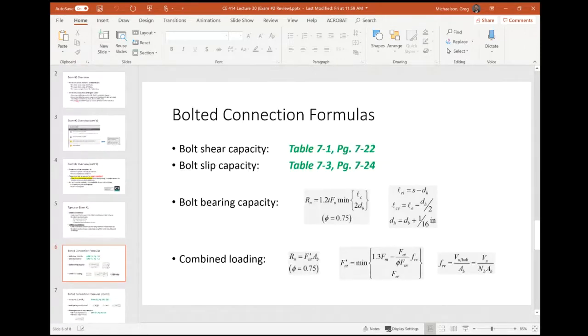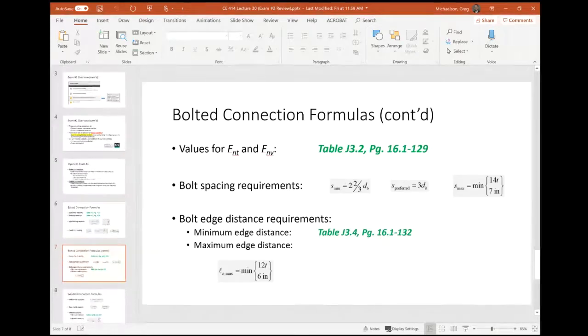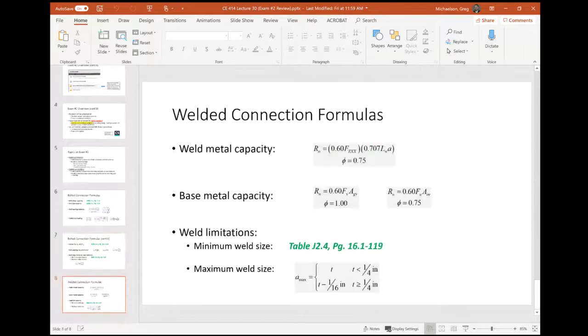And then here are our bolted connection formulas for bolt shear capacity, bolt slip capacity, bolt bearing capacity, and combined loading, and some additional expressions on where to look up certain values, as well as bolt spacing and edge distance requirements, and finally the welded connection formulas, not just for capacity, but for weld limitations as well.